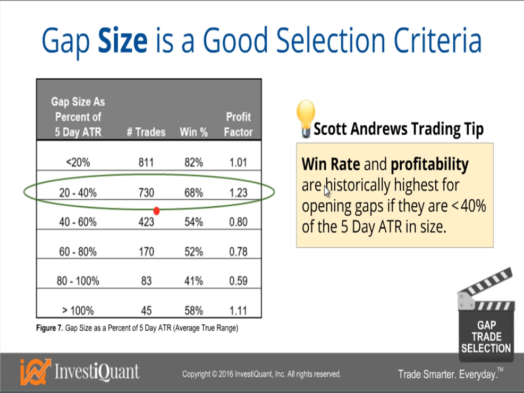If you get more than 40%, then all of a sudden the profit factors go below 1. Remember, 1 is break even, so less than 1 is lost money, except for this tiny bucket down here of the really large gaps. And let me keep going. Yes, I'll show you some stats on what day of the week is best for gap trading. So size is important. Zone is important.